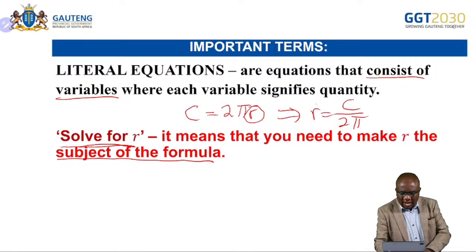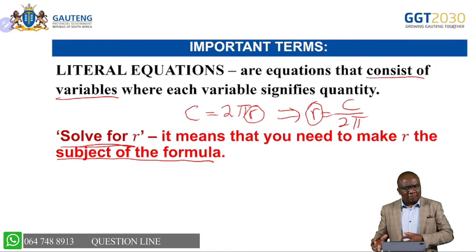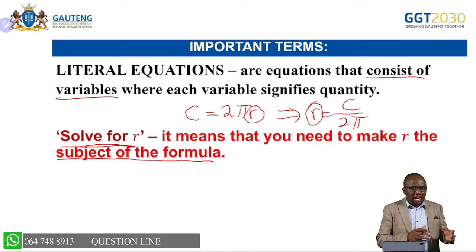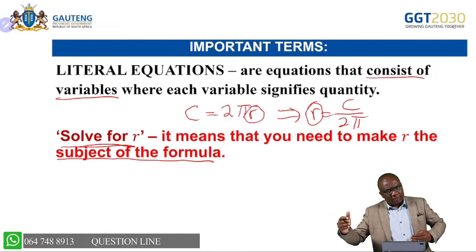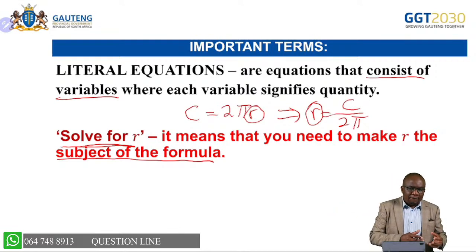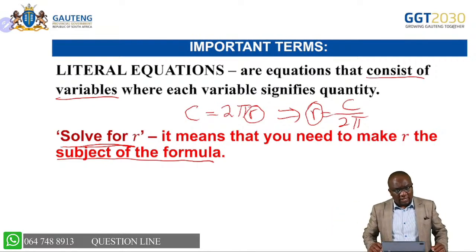Now I've made r the subject of the formula. That's what we mean by saying subject of the formula. If I say solve for r, make r the subject of the formula. The equation must be r is equal to. If I say solve for volume v, make v the subject. V is equal to. Okay?